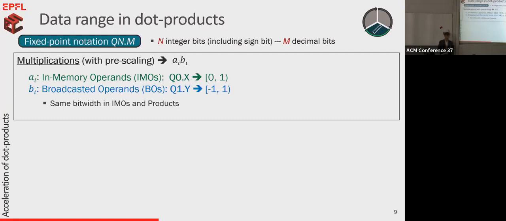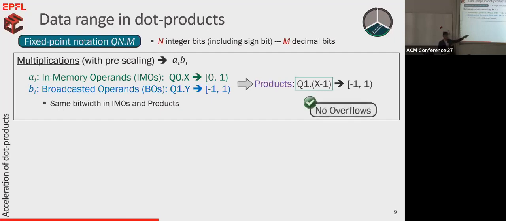Notice that the computed products will be stored inside the memory array, so they must have the same bit width of the in-memory operand. Now, each product by construction will be again between -1 and 1. Why? Because we are multiplying two numbers, one between 0 and 1, and the other between -1 and 1. So we need to use 1 bit for the sign, and we use the remaining x minus 1 bits to represent the decimal part. But again, what is important is that in this case, the data range is not increasing, so we don't have overflows by construction if we apply this pre-scaling technique.